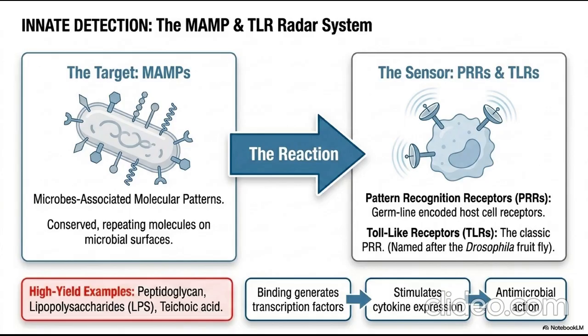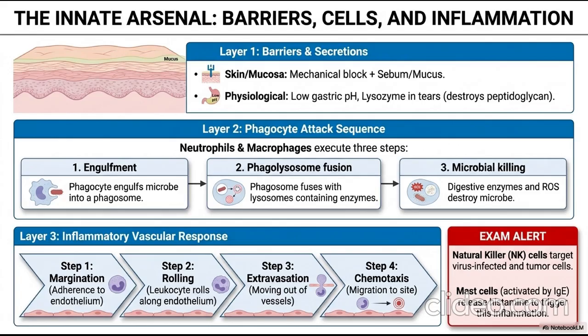The sensor, pattern recognition receptors, PRRs, are germline-encoded host receptors. Toll-like receptors, TLRs, are the classic PRR, named after the Drosophila fruit fly. The reaction, binding generates transcription factors, stimulating cytokine expression and antimicrobial action.